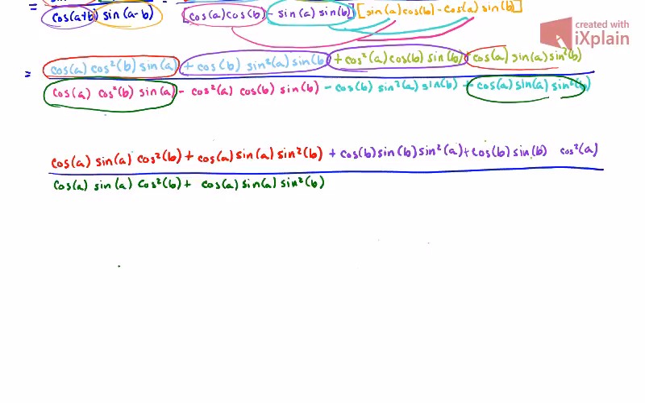Okay, and now, last one, we have these two terms. So we have minus cosine of B, sine of B, cosine squared of A. So I'm just rearranging those factors within the term. Minus cosine of B, sine of B, sine squared of, sorry, of A.